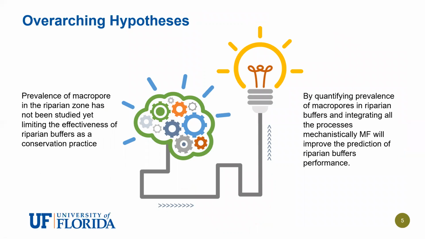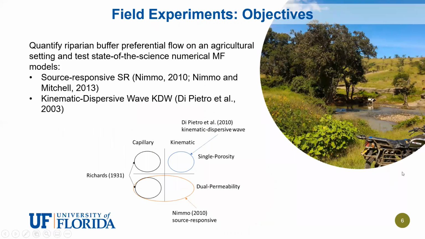The prevalence of macropores in the riparian zone hasn't been studied yet, limiting the effectiveness of riparian buffers as a conservation practice. By quantifying the prevalence of macropores in riparian buffers and integrating all the processes mechanistically, macropore flow will improve the prediction of riparian buffer performance. The objectives of the field experiments were to quantify riparian buffer preferential flow in an agricultural setting and test state-of-the-science numerical macropore flow models.